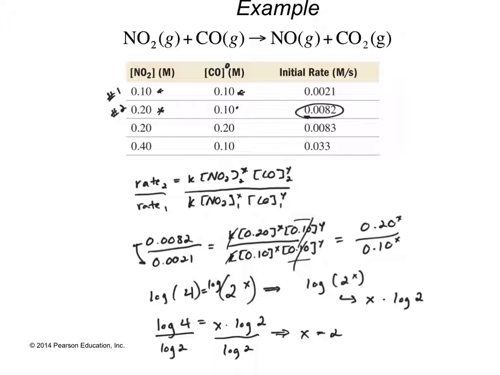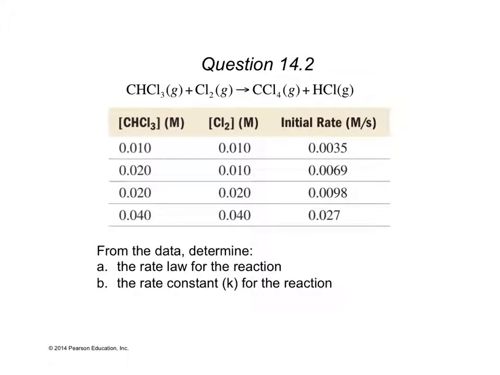Okay, so I'm going to let you go ahead and do a problem. This was the problem that we ended with last class. This was question 14.2, where I give you a bunch of experimental data, and you are supposed to determine the rate law for the reaction as well as the rate constant. I'm going to go over the solution to this problem because we didn't have enough time in class.